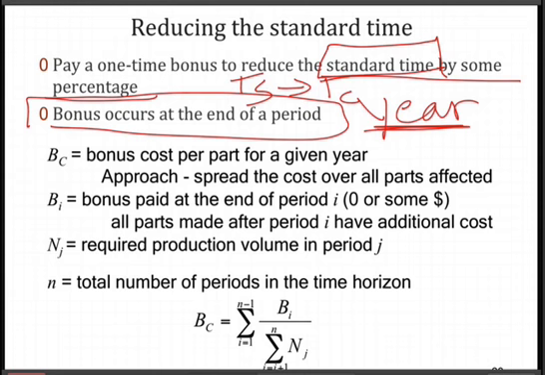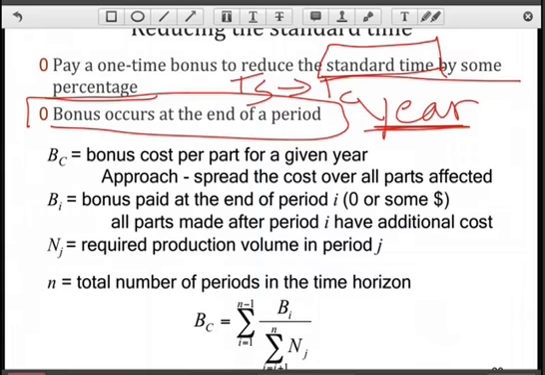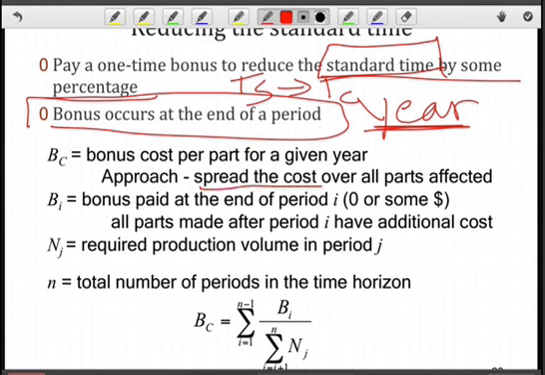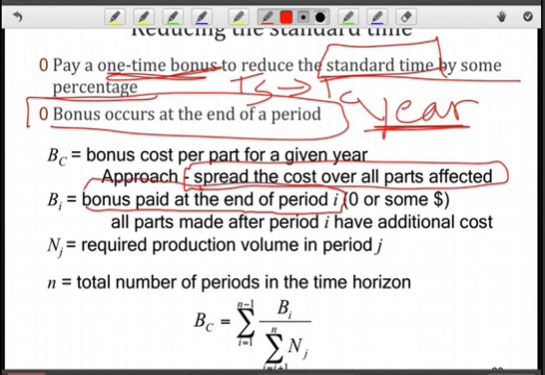We'll say that B sub C is the cost per part for a given year. And essentially what we're doing here is spreading out the bonus, because remember it's a one-time payment, over all the parts that are affected by that cost. So we're looking into future production. And then we're going to pay the actual bonus at the end of some period, I, and it could either be 0, no bonus, or some dollar amount.